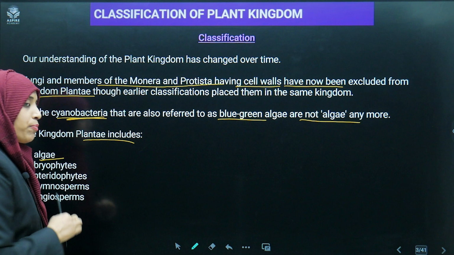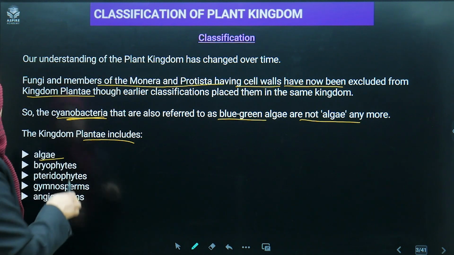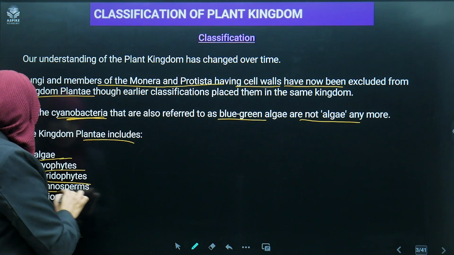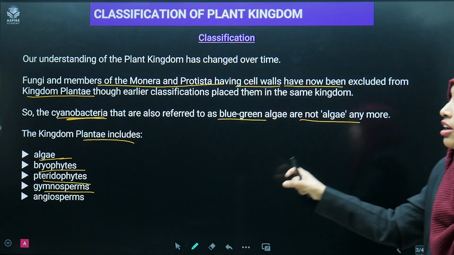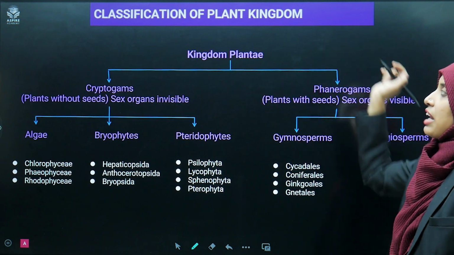Now the kingdom Plantae as a whole can be divided into different groups: algae, then bryophytes. The classification of the whole plant kingdom you will see now: algae, bryophytes, then pteridophytes, gymnosperms and angiosperms. So the plant kingdom has been divided on this basis. Now we'll see this classification in detail.